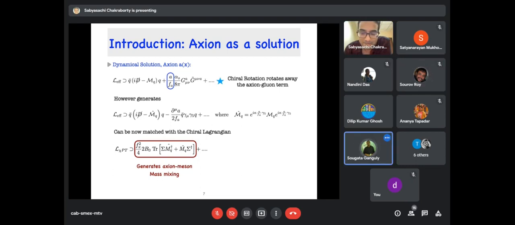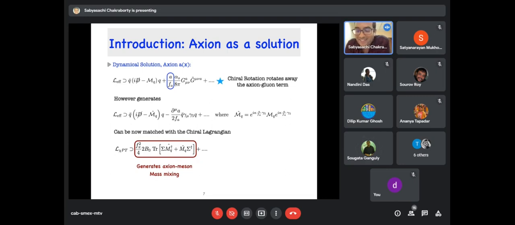Yeah, so when you are rotating the QL and QR field with e to the power minus A by 2FA, plus minus gamma 5, then that will create another coupling with FF dual, right? I mean, photon and photon. So why are you not considering that coupling? So it is not relevant to your work. That is why. For this case, yes.